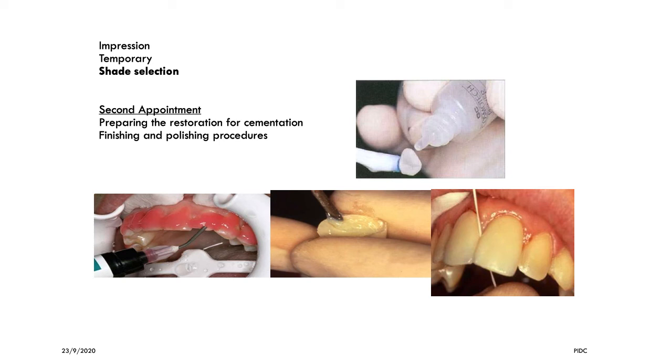So first is trying. Remove the temporization first. After that, your restoration is placed onto the prepared tooth surface. Then you check for any high points. Use the carbon paper, and if there are any high points, they have to be removed before luting.